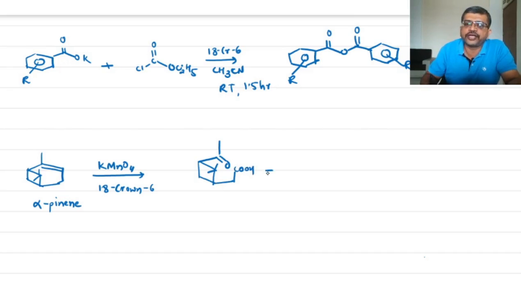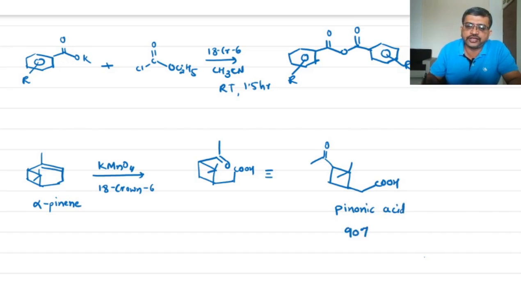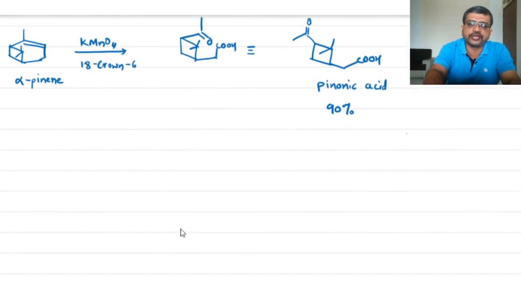This gives rise to pinonic acid, which can be written as a 4-membered ring with a geminal dimethyl present, and we have a keto group over here, and on this side we have a CH2COOH group. So this is pinonic acid. This pinonic acid is obtained in 90% yield when we are using 18 crown 6. So the phase transfer catalyst gives the advantage of higher product yields when used for reactions.